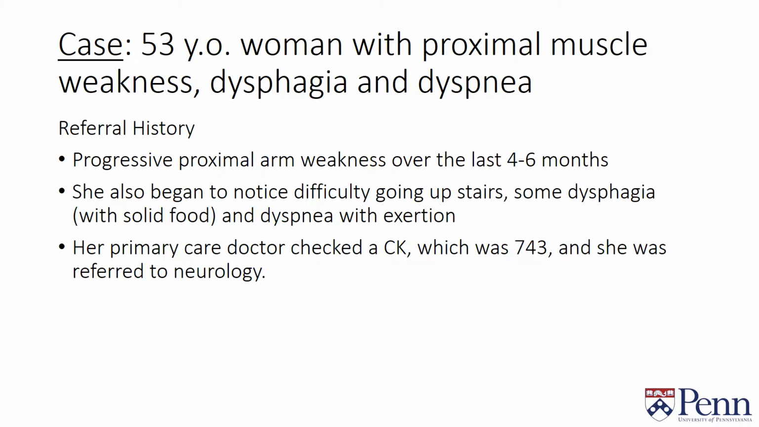She was referred by her primary care doctor after reporting that she developed progressive proximal arm weakness over the previous 4 to 6 months. There also seemed to be some leg weakness, as she reported difficulty going upstairs. She reported some dysphagia and shortness of breath with exertion. Her primary care doctor checked a CK, which was 743, so she was referred to neurology for a possible myositis.